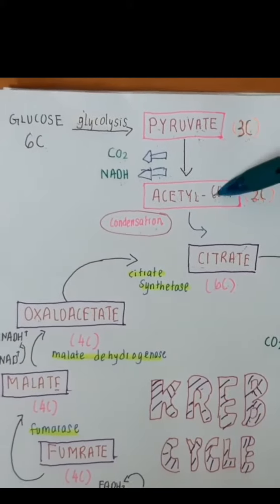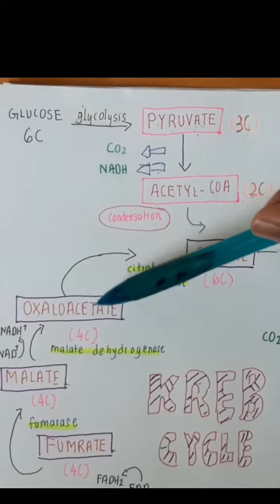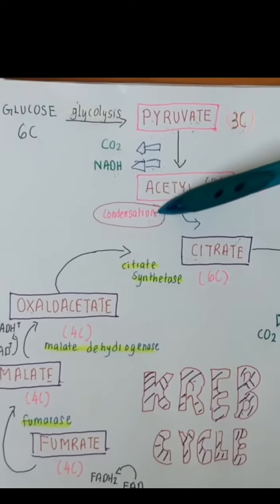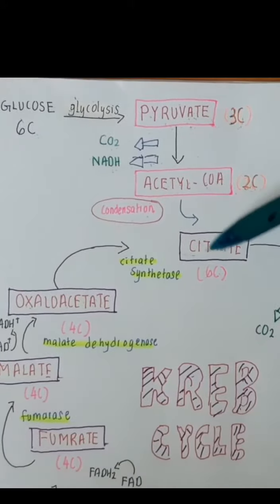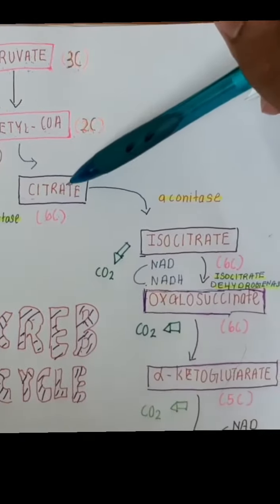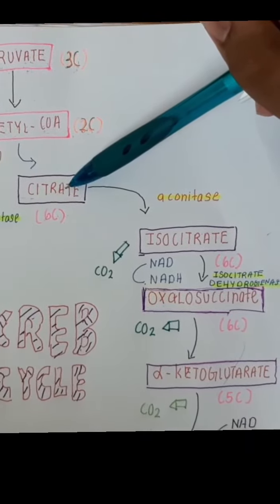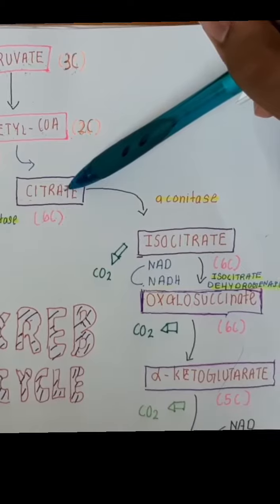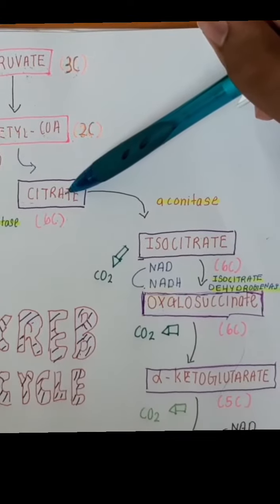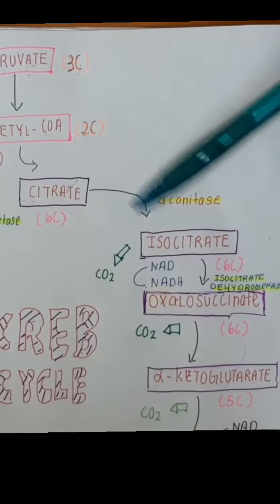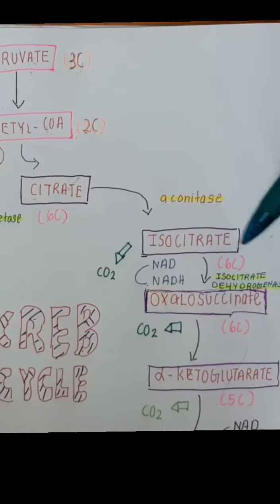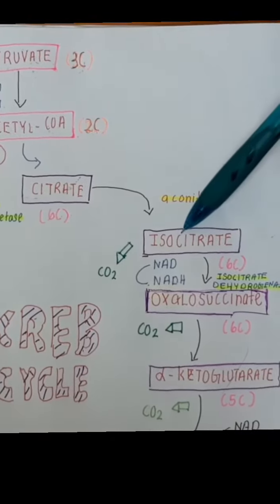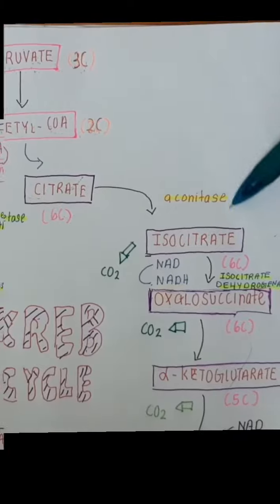Acetyl CoA is combined with oxaloacetate through the process of condensation to produce citrate, which is a 6-carbon molecule. Citrate rearranges by the removal of a water molecule and the addition of water to a different carbon atom to form isocitrate, which is also 6-carbon. The reaction is catalyzed by aconitase.